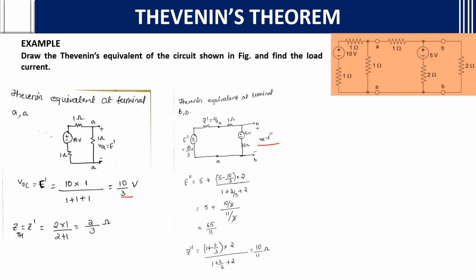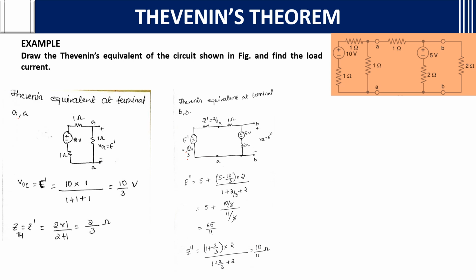After doing this, at open circuit we find the voltage. E double dash is equal to this 5 plus the voltage across the resistance. We need to do the voltage dividing rule. As 5 volts is higher than 10 by 3, we take 5 minus 10 by 3, the whole voltage, multiplied by the voltage across which resistance you want, across 2. So multiply with 2 divided by how many resistances are there, add up, that is 2 by 3, 1 and 2. So you will get E double dash as 65 by 11.